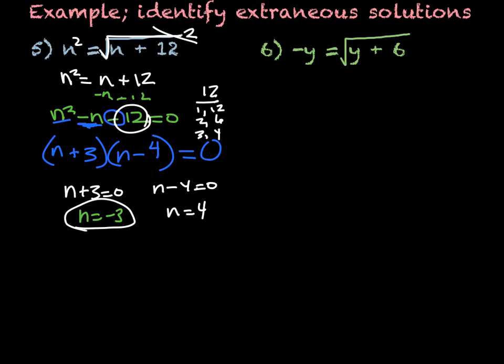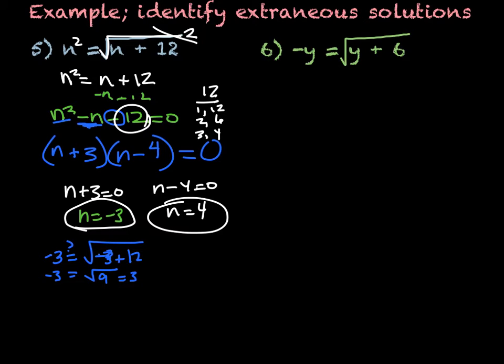Now, those are my two solutions that I got, but I need to check to make sure they both work. So, does negative 3 equal the square root of negative 3 plus 12? Well, that would be the square root of 9, which is 3. So that is not equal to it. So it can't be negative 3. So negative 3 is what we call an extraneous solution.